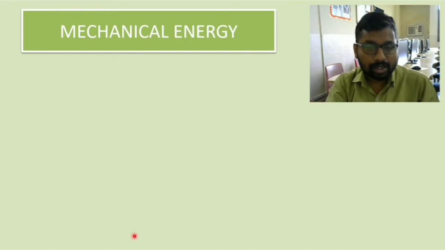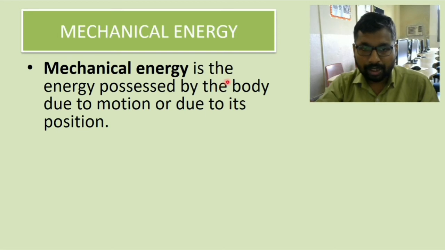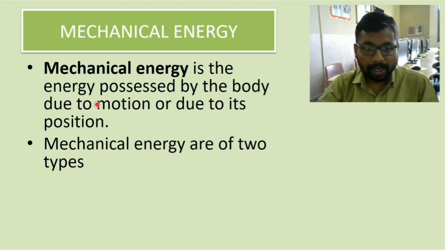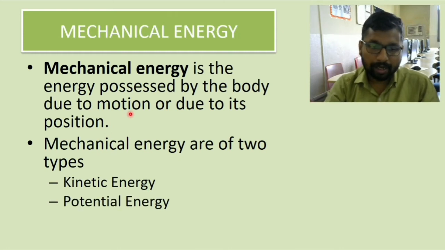Well, let us start with mechanical energy. What is mechanical energy? Mechanical energy is the energy possessed by the body due to its motion or due to its position. So, mechanical energy can either be due to the motion of an object or due to the position of the object. Depending on the motion and position, it is divided into two types: kinetic energy, which is due to motion, and potential energy, which is due to position or the orientation of the object.